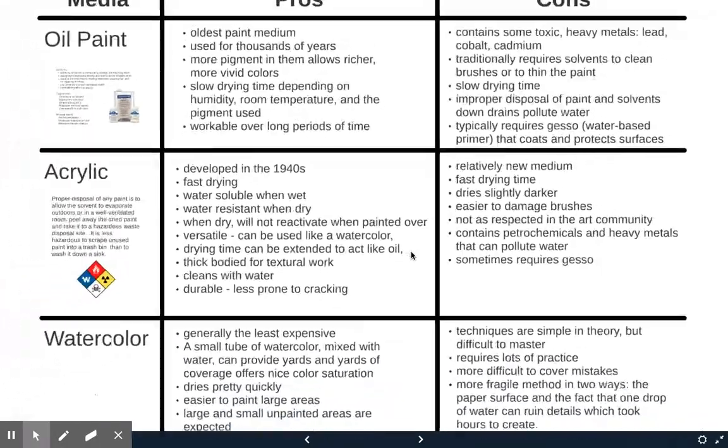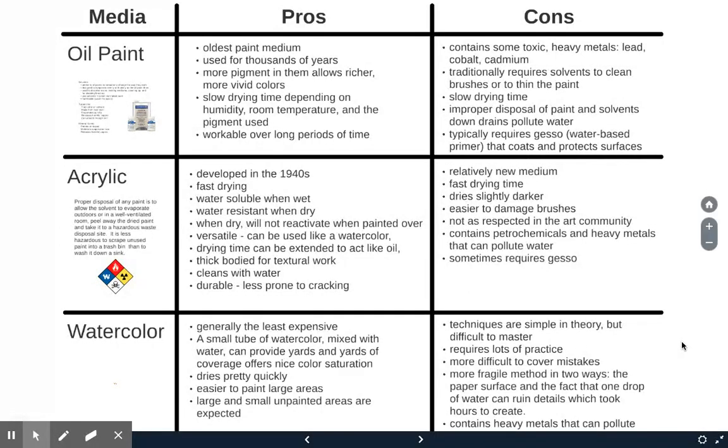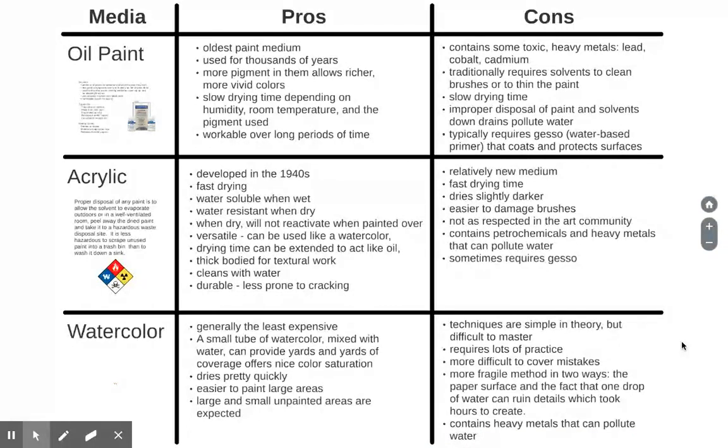Techniques are simple in theory but difficult to master. It requires a lot of practice, and it's more difficult to cover mistakes. It's a more fragile method in two ways: the paper surface, and the fact that one drop of water can ruin details which took hours to create. So you've got to be really careful with watercolor, because it takes so little pigment and so little paint to create the effects. If you drop ink or watercolor or water on your artwork, it can definitely ruin the work that you've done. It also contains heavy metals that can pollute water.